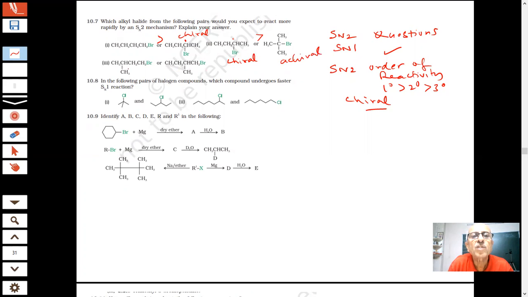Coming to this question, students: out of this, which is faster in SN2, and which is chiral and which is achiral? The question here is to identify which are chiral and achiral. They will ask you questions like this in the paper. So what is the answer out of these two? Which will be faster?